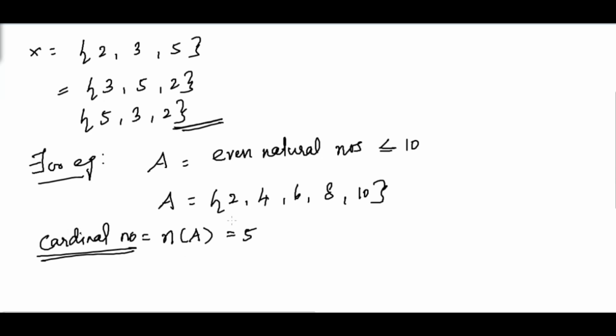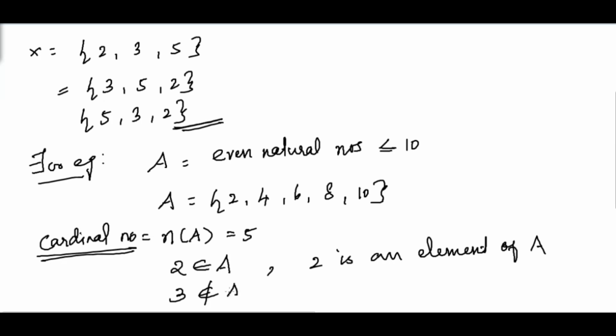Okay, it's very clear. 2 is an element of A, 4 is an element of A, 6, 8 and 10 also. So how can we represent an element of A? 2 is an element of A means we can represent it by this symbol: 2 belongs to A. We can read it as 2 belongs to A. This is nothing but 2 is an element of A. Clearly 3 is not an element, so we can write it as 3 does not belong to A. That is also read as 3 is not an element of A.